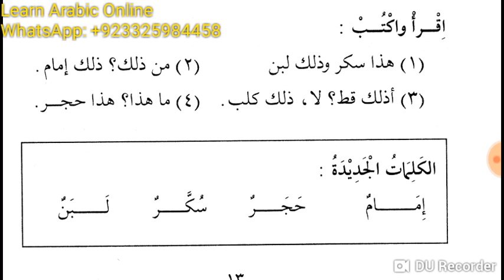Man dhalika? Who is that? Dhalika imam. That is the imam. Okay. Adhalika kitun? Is that a cat? La, adhalika kalbun. No, that is a dog. Ma hadha? Hadha hajarun. What is this? This is a stone.